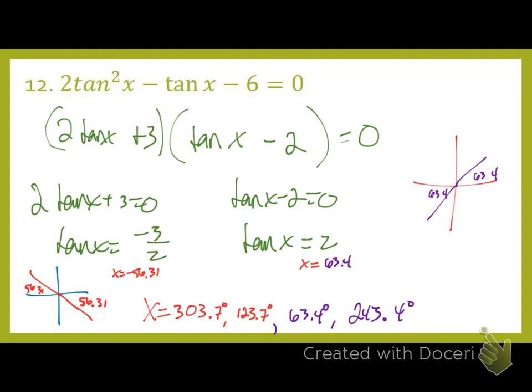And did you get 303.7, 123.7, 63.4, and 243.4, right? Both of these factors, when you set them equal to 0 and try to get x, you're going to have to use inverse tangent, right? Neither one of these values are values that are on the unit circle. So use the inverse tangent, type them in, get your angles, and make sure that you're thinking through distance from the horizontal, right? If you didn't get that, find some time, come in, and we'll walk through it, all right?